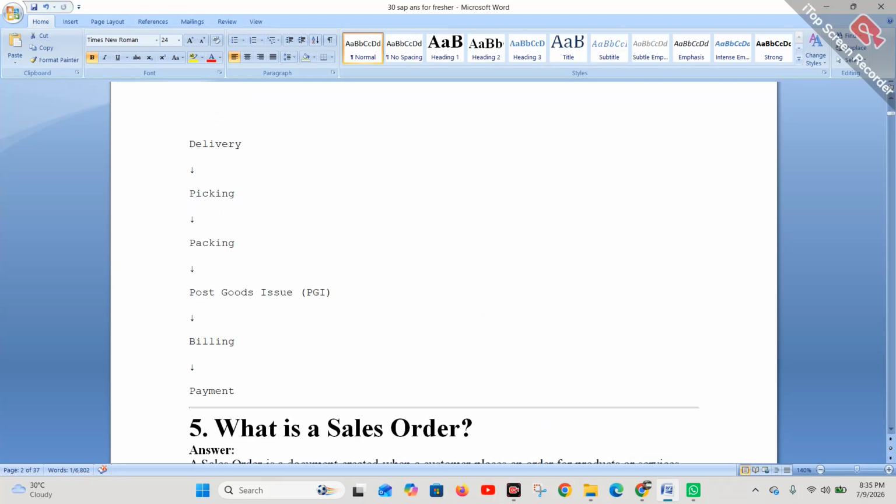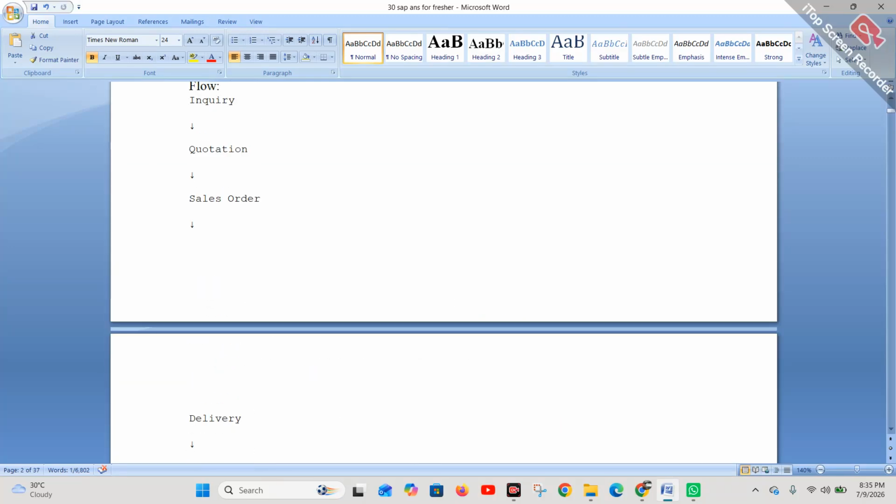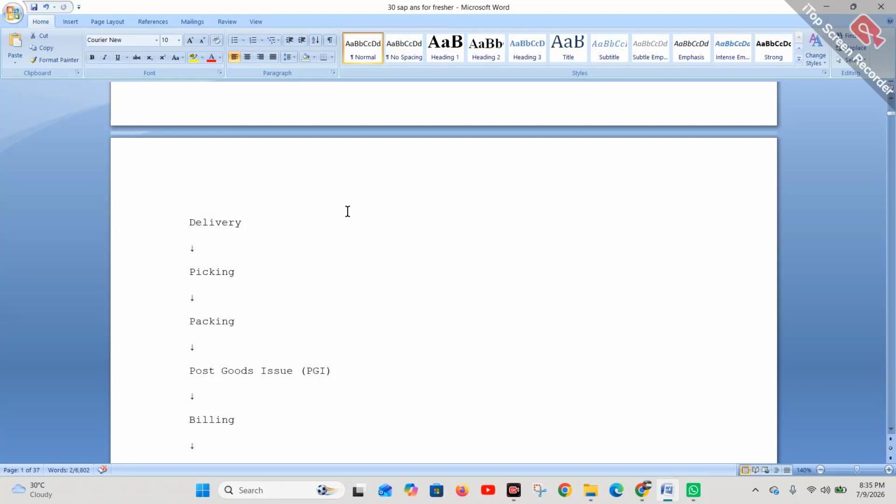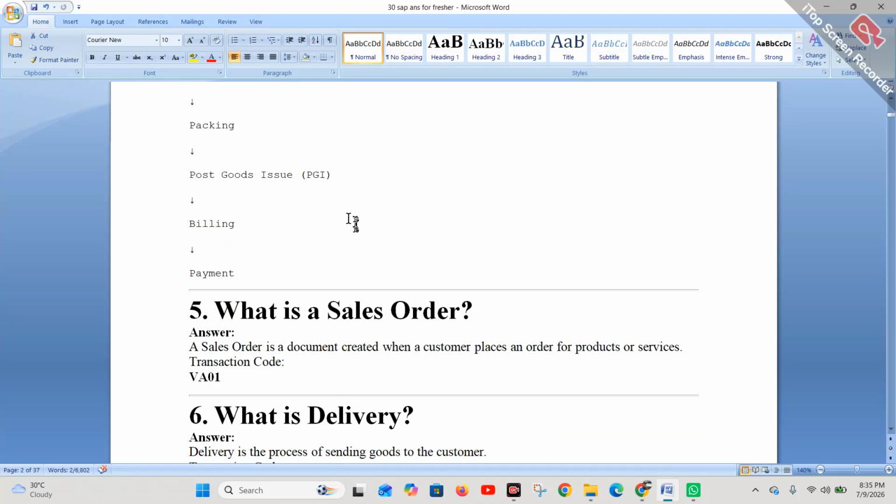Then as you see, the sales order here. Okay. O2C process, sales order. So what is a sales order? A sales order is a document created when a customer places an order for the products or services. And to create a sales order, the transaction code is VA01. The transaction code is also known as the T code.